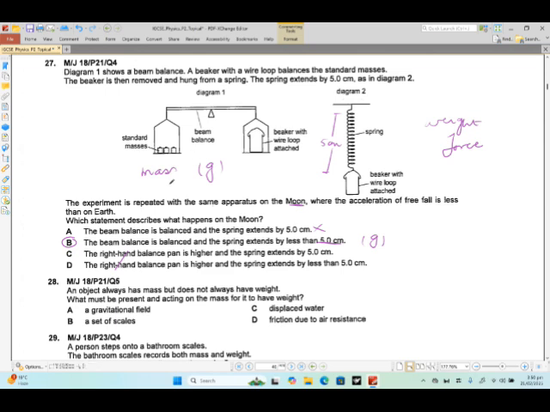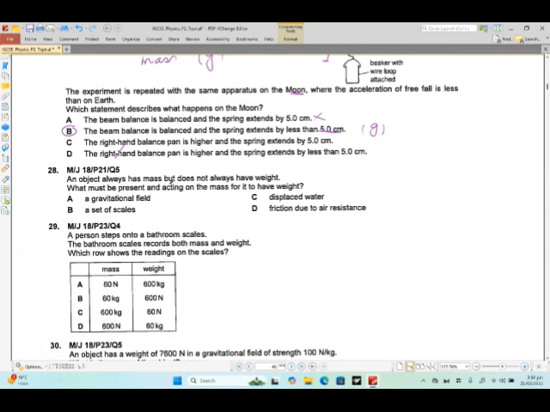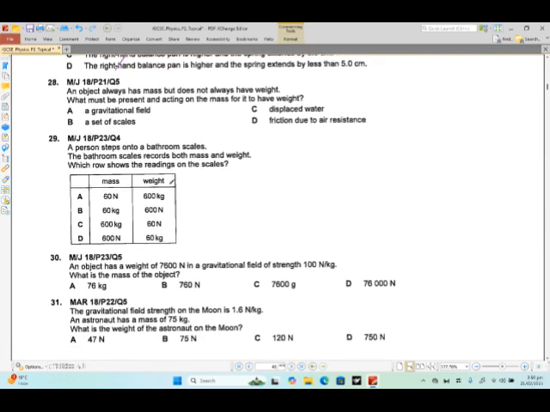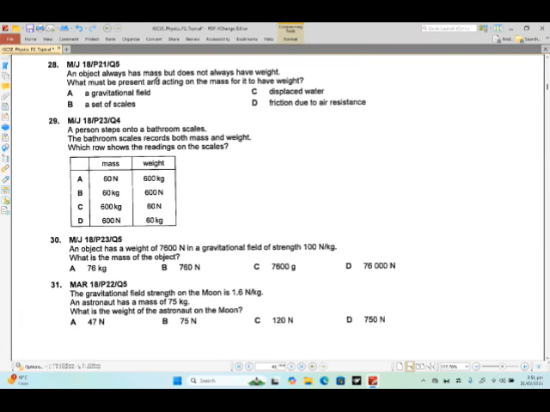28th, an object always has mass but does not always have weight. What must be present and acting on the mass for it to have weight?